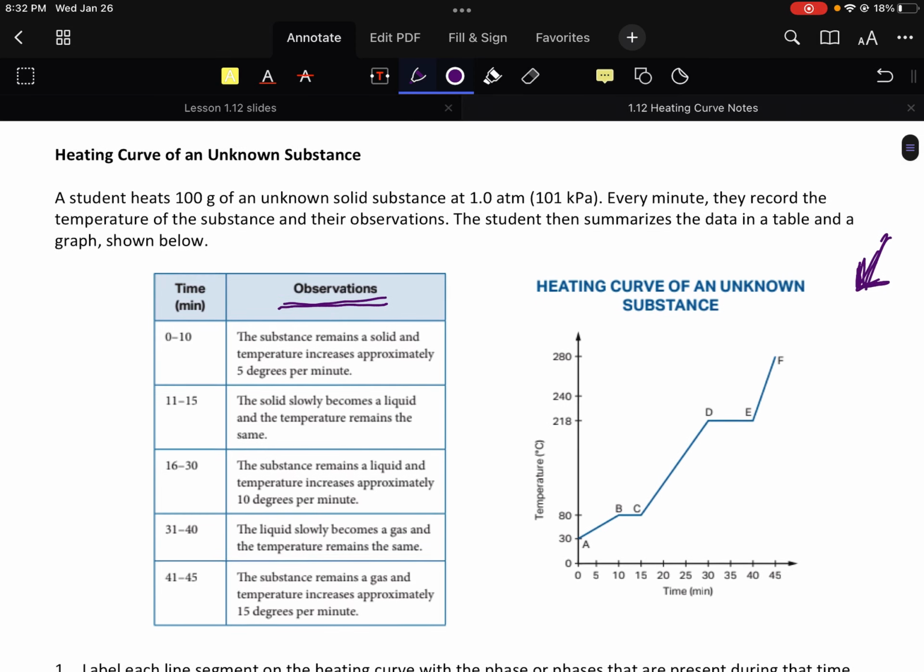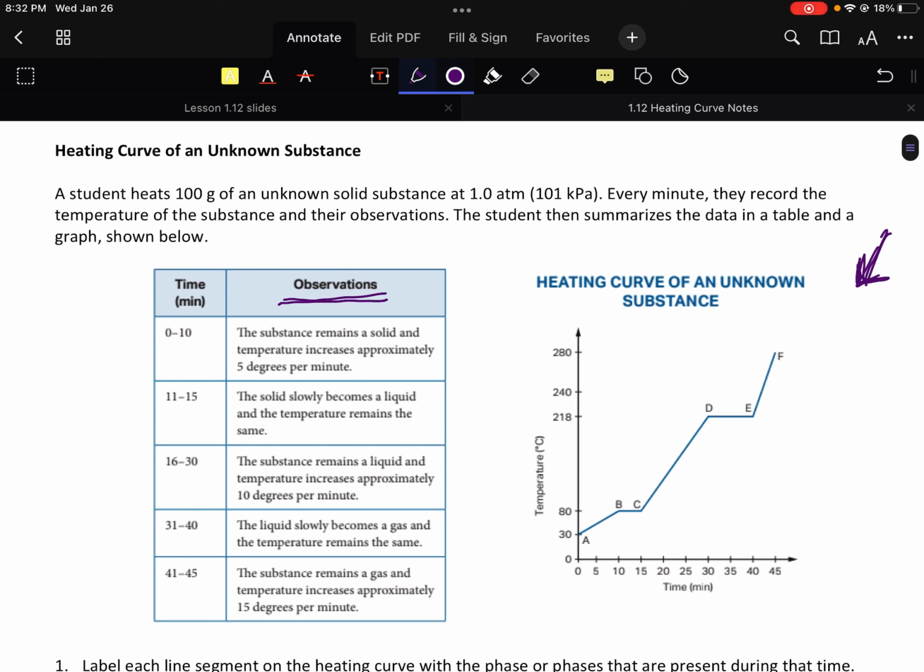We can see, at the beginning, we're obviously starting with a solid, and then the student describes how it slowly becomes a liquid, and then eventually becomes a gas. This time here correlates to the time down here on the graph. So, from 0 to 10 minutes, 11 to 15 minutes, 16 to 30 minutes. As you're looking at the observations, you can see that their graph is changing accordingly, and it matches up with their observations that are being made.